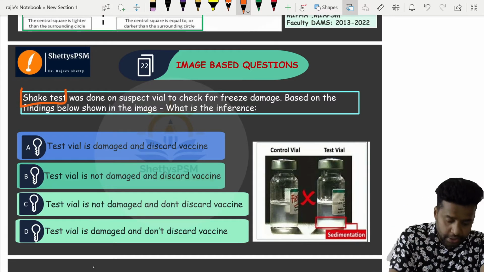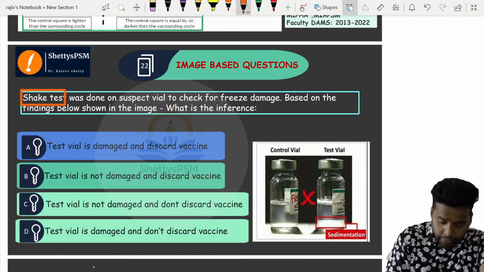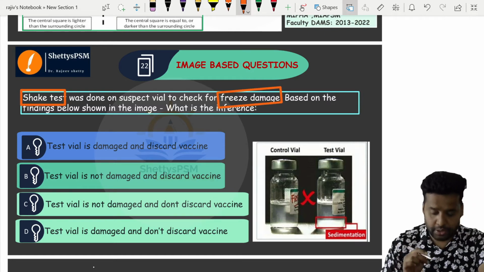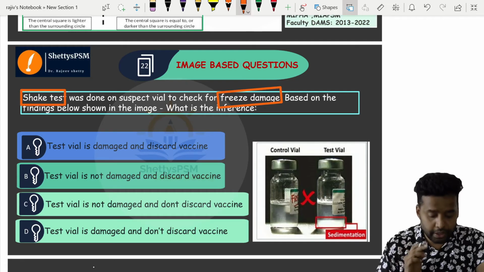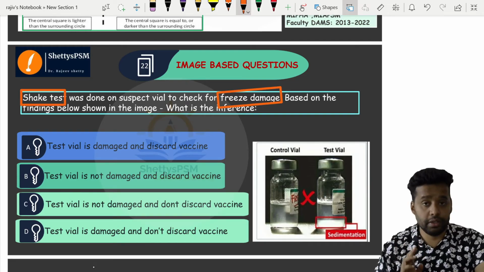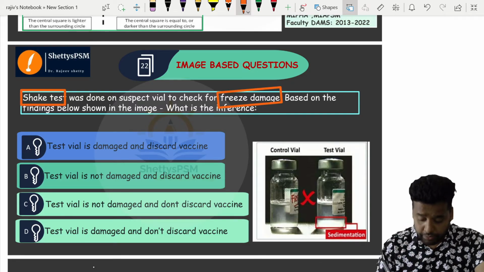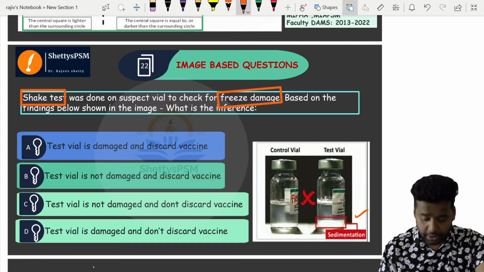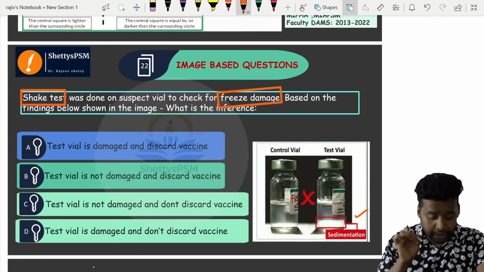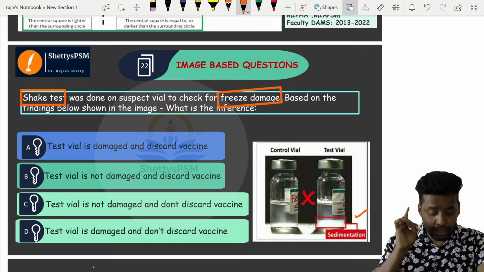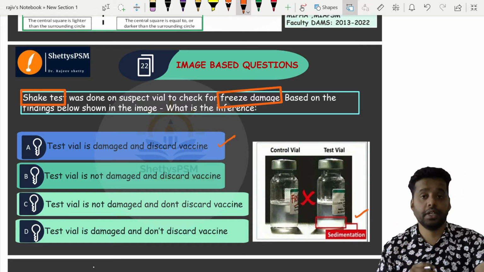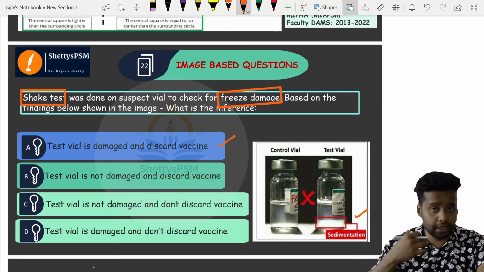Highlight the keyword. Shake test will indicate freeze damage. That is correct. Based on the findings shown below, what is your inference? Always remember, in shake test we check the rate of sedimentation. If the sedimentation in the test vial, what you are seeing, is faster, as you can see the sediments, it is faster. The test vial is damaged and you have to discard the vaccine.